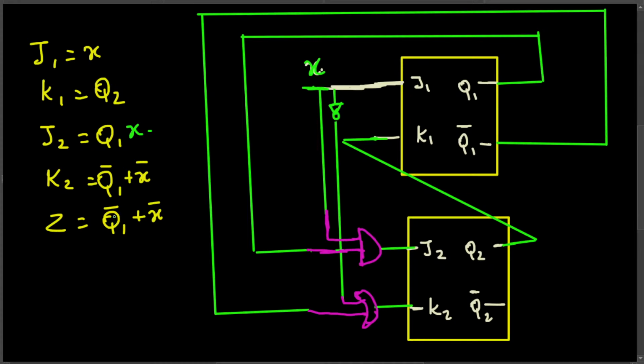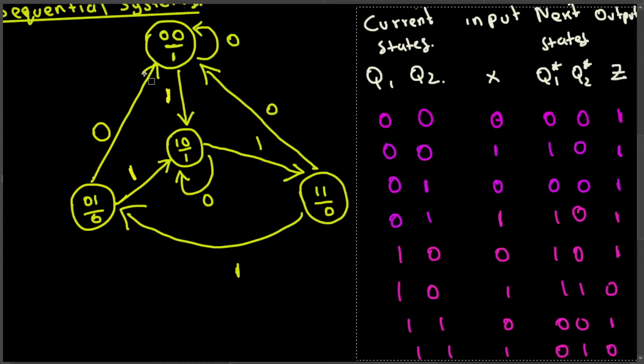Output, you can see this is Q1 naught plus X naught. That's exactly the same as K2. So what I can do here is draw a line right here and call it Z, because it's going to be the exact same thing as K2, Q1 naught plus X naught. And that's it. That's our diagram. That's our design for the given expression. We started from this sequential system, the state diagram, and did all this and derived this final design.